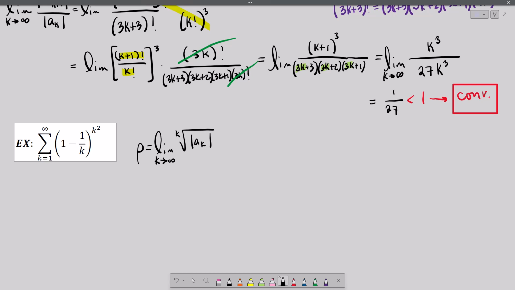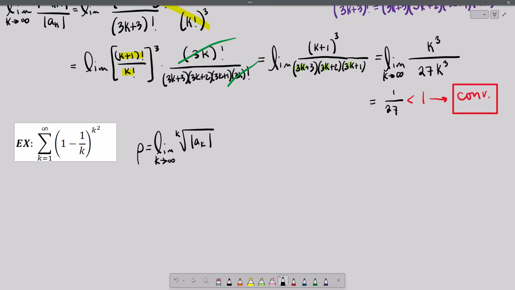Do we have any shenanigans? Do we have to do any manipulation with that base, the 1 minus 1 over k? Or is that always positive? Yeah, that's always positive. It's never negative, right? When we plug in k equals 1, it's 0, but it's never negative, so we don't have to deal with any sort of absolute value manipulation.